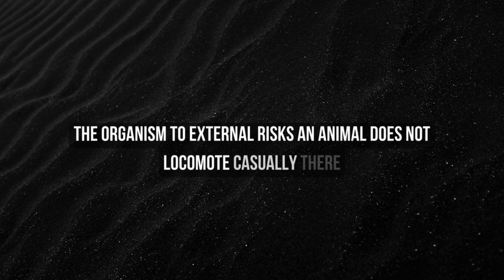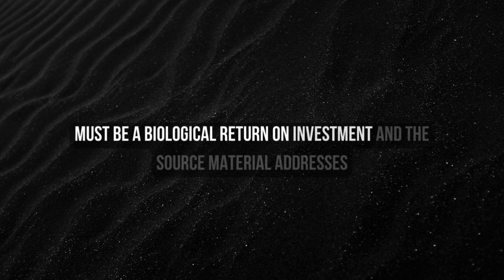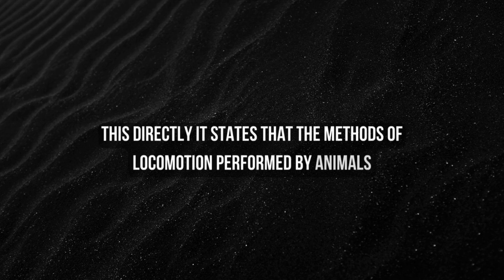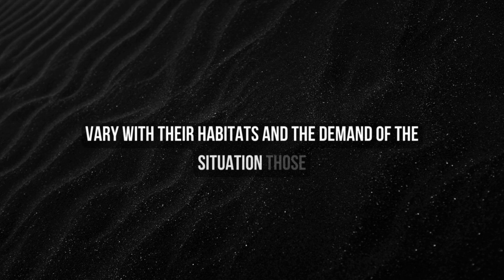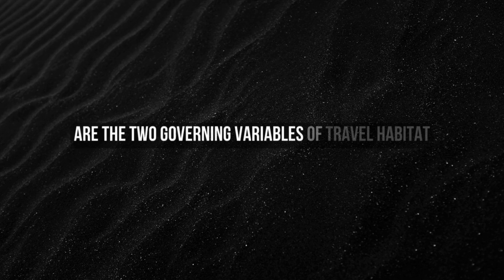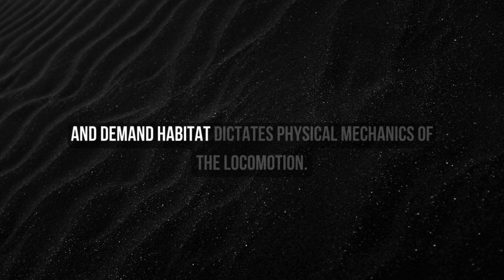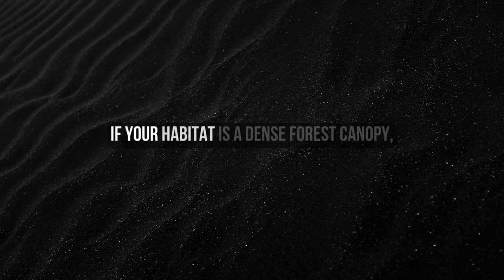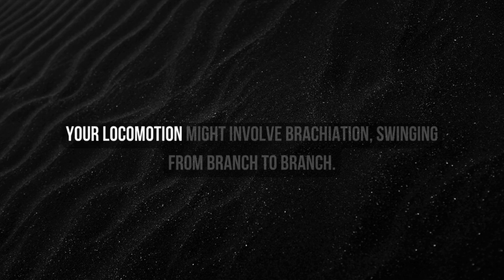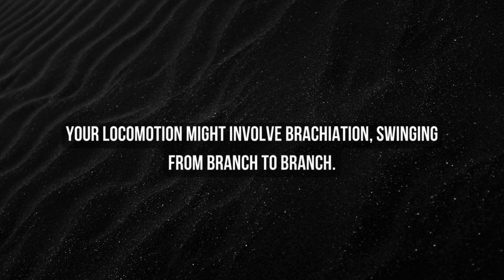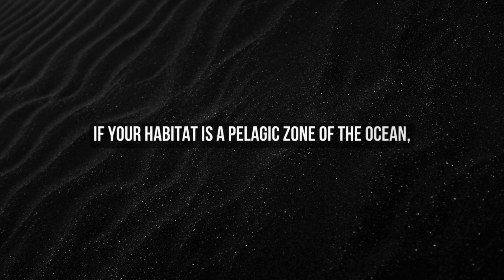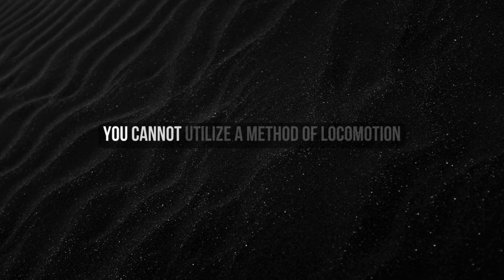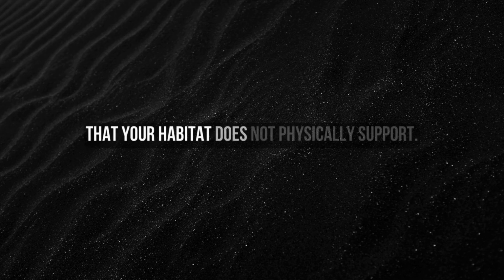An animal does not locomote casually. There must be a biological return on investment. And the source material addresses this directly. It states that the methods of locomotion performed by animals vary with their habitats and the demand of the situation. Those are the two governing variables of travel: habitat and demand. Habitat dictates the physical mechanics of the locomotion. The environment sets the physical rules. If your habitat is a dense forest canopy, your locomotion might involve brachiation, swinging from branch to branch. If your habitat is a pelagic zone of the ocean, your locomotion requires hydrodynamic streamlining and fin articulation. You cannot utilize a method of locomotion that your habitat does not physically support.